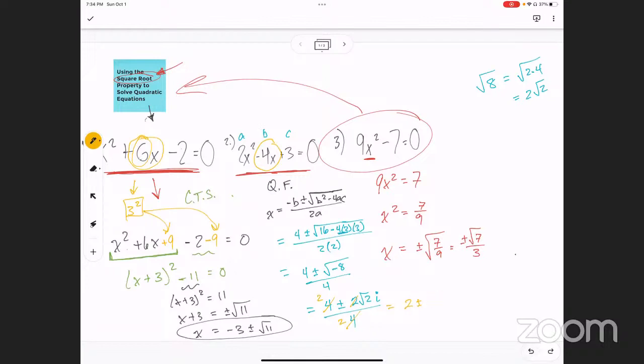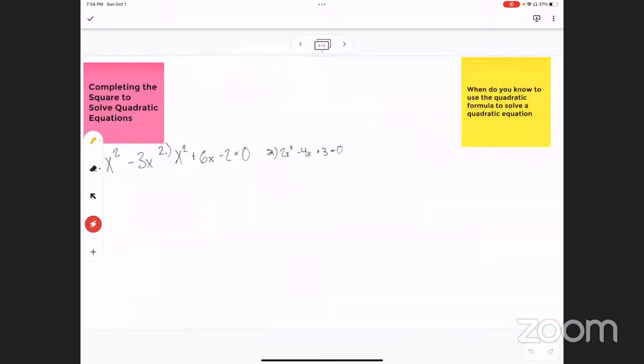And actually, I think your book usually puts the i in front of the root 2. Yeah, i root 2 all over 2. So there's your 2 answers. One answer is the positive, one answer is with the negative. That help? Yeah, that makes sense. Let's look at some more problems and just work through them.